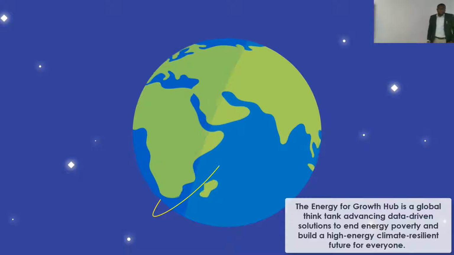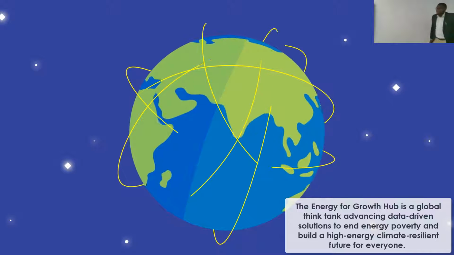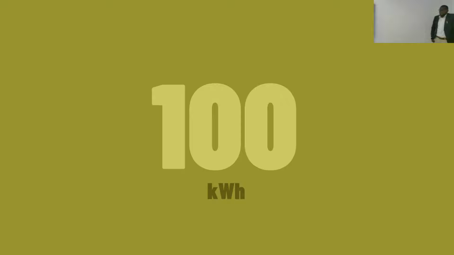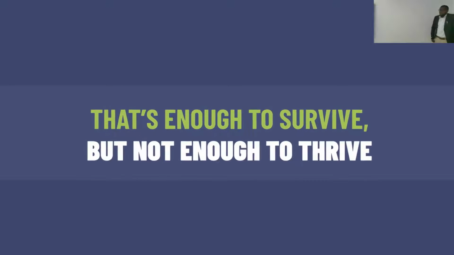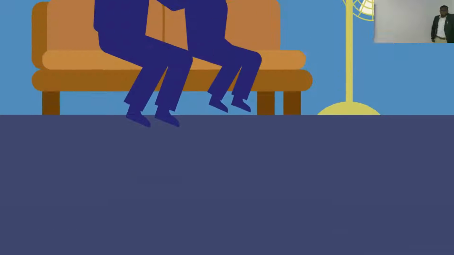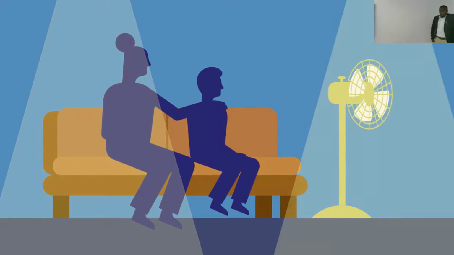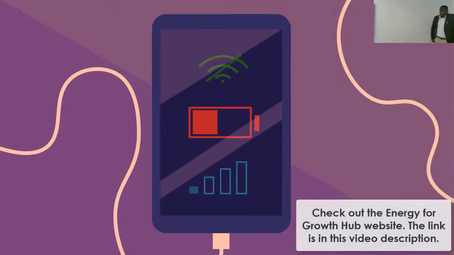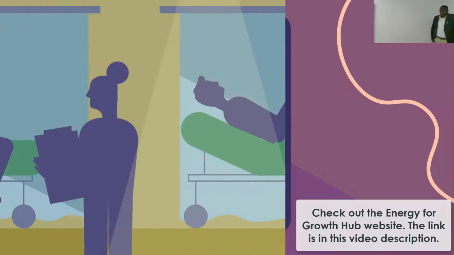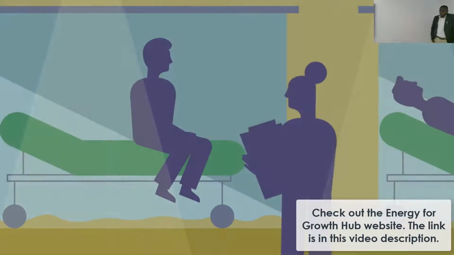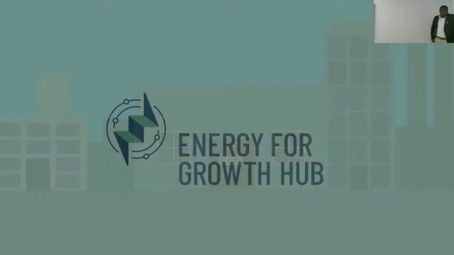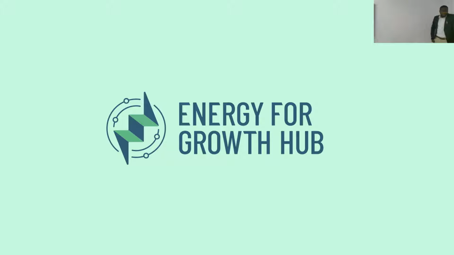Fortunately, the world has pledged to end energy poverty by delivering electricity to everyone. The problem is the goal is just 100 kilowatt hours per person per year. That's enough to survive, but not enough to thrive. With 100 kilowatt hours of electricity, you can have lights at home, maybe a fan. You can charge your cell phone, most of the time, but service is spotty. Your community might have basic health clinics and schools, but the power goes out for days or weeks at a time. That's why the Energy for Growth Hub is raising global energy ambitions.